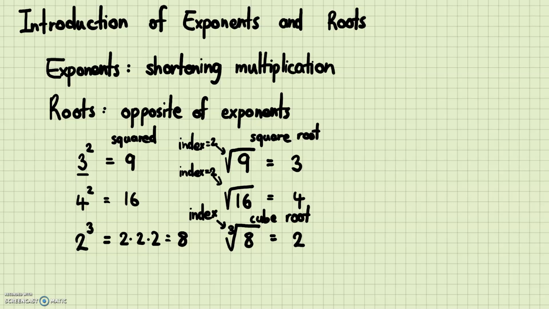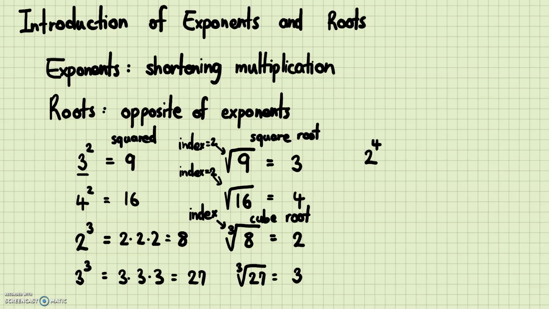Okay, so cube roots are the opposite of cubes. So 3 cubed equals 3 times 3 times 3, which equals 27. That means that the cube root of 27 is going to equal 3. So it's easy to evaluate roots, like square roots or cube roots, if you're familiar with the squares and cubes and other exponents.